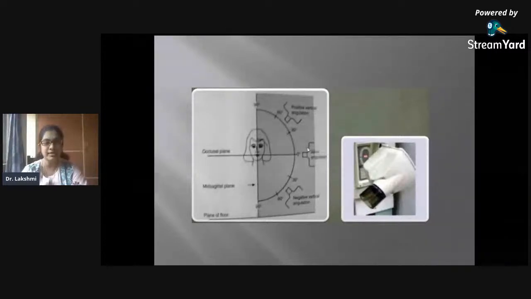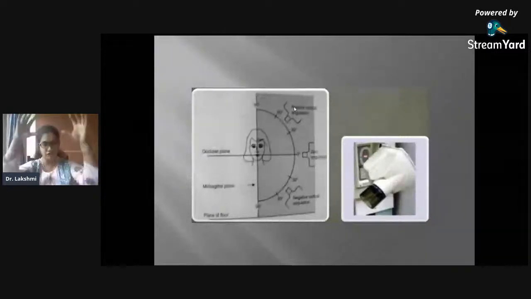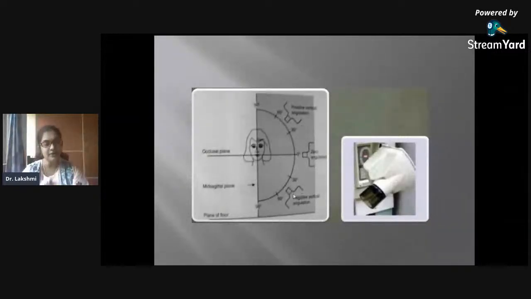So zero angulation means it is placed parallel to the occlusal plane. Positive vertical angulation, you have to focus it from top. Negative vertical angulation is from below. So this is a very simple explanation about what is a positive and negative vertical angulation plus a zero vertical angulation.